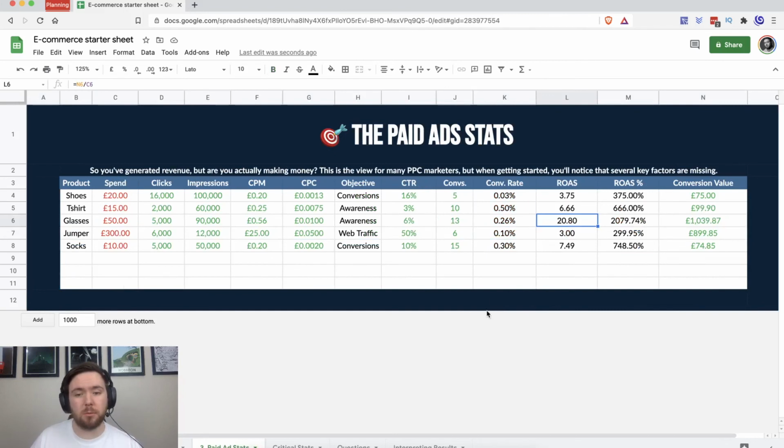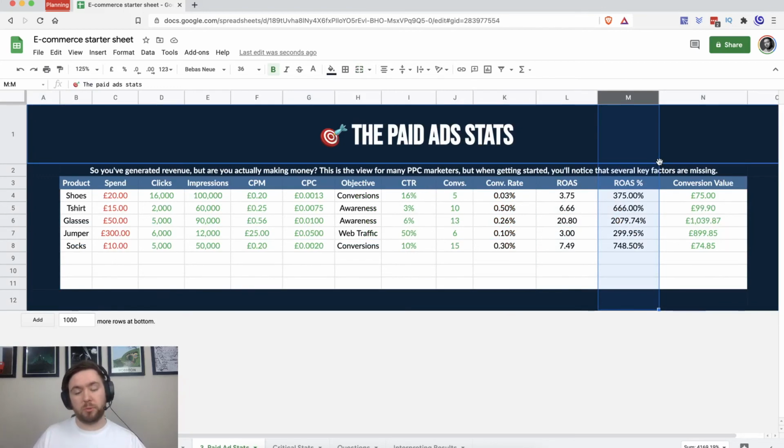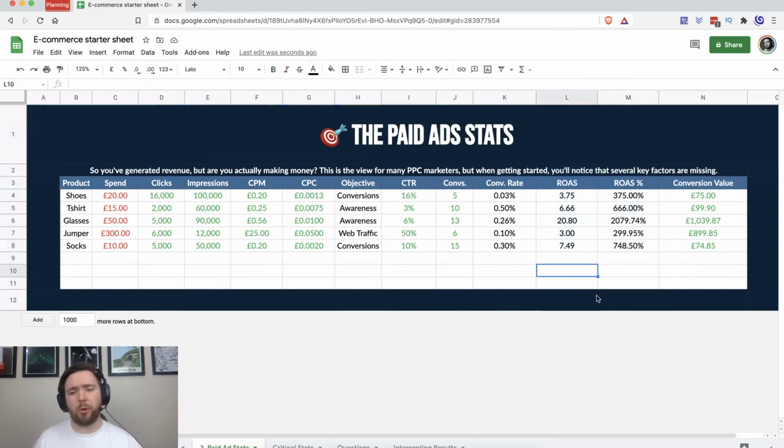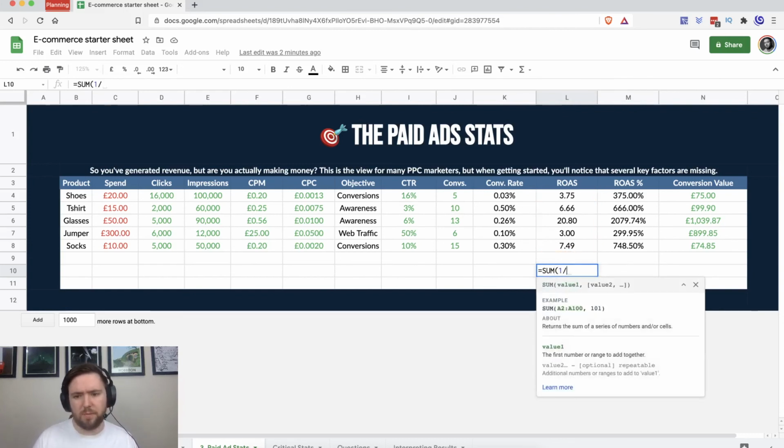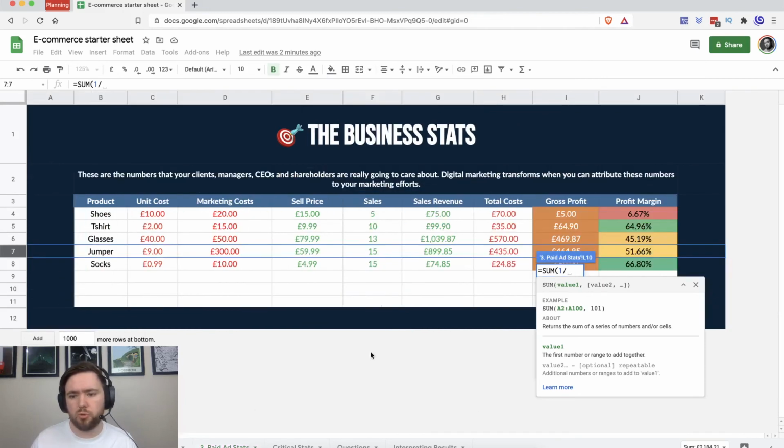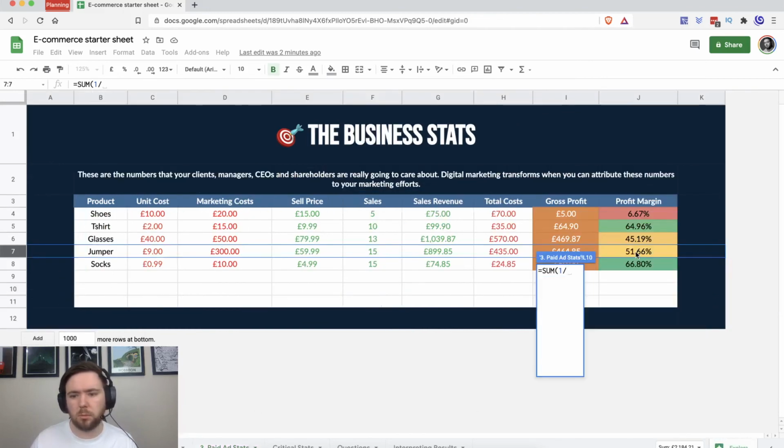But we always focus so much on this number here, return on ad spend, and return on ad spend percentage. But also, what we don't think about is your break-even return on ad spend. So essentially, what is the number that you need in order to be profitable? So I believe it's 1 divided by your profit margin. So where's your profit margin? So jumper.